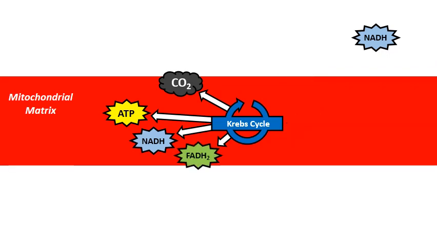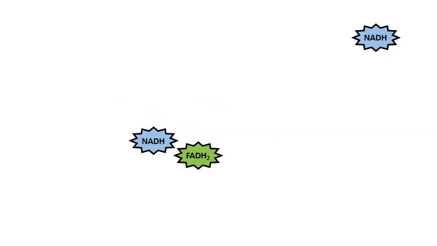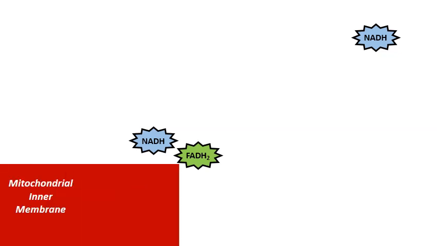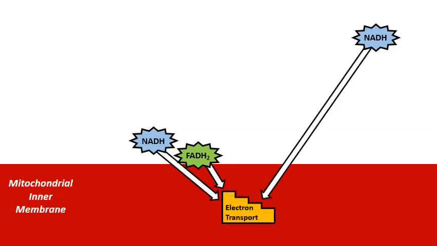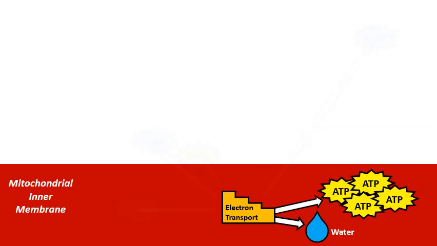From there, that NADH from the Krebs cycle and from glycolysis and the FADH2 move into the inner membrane of the mitochondria, where they go through the electron transport chain. They're combined with oxygen at that point, and they create water and a whole bunch of ATP. So there you have it. That is cellular respiration in a nutshell.